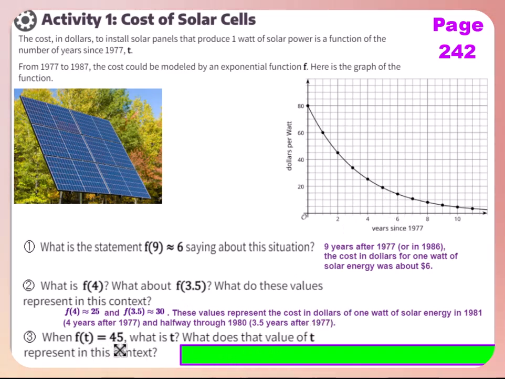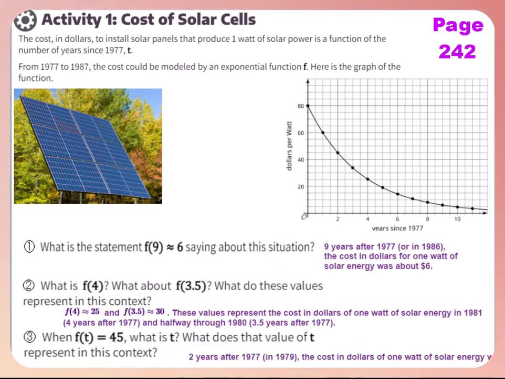All right, when the function f of t equals 45, so this time we're looking at f of t, we're looking at the output. So we're going to go up here to halfway, but this is 40, 50, this is 45, and go down, and our x is 2. So what is t? What is our t value? In other words, what is the time? Okay, that represents 2 years after 1977. In 1979, the cost in dollars of 1 watt of solar energy was $45. Okay, right here.